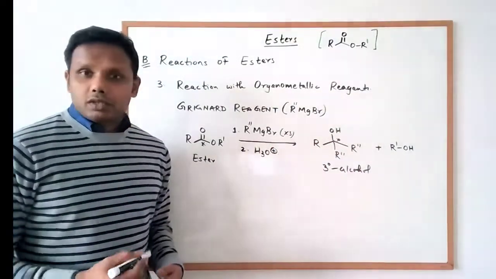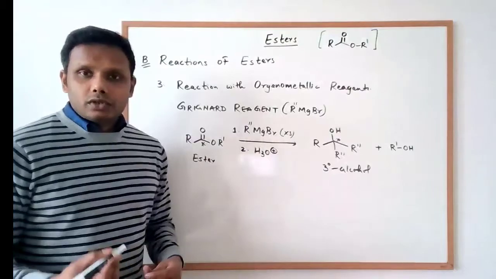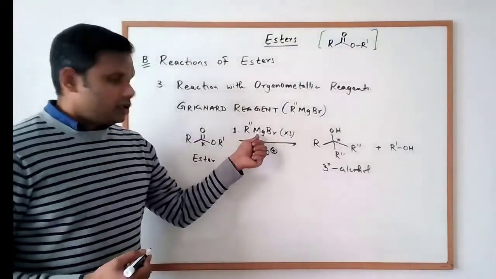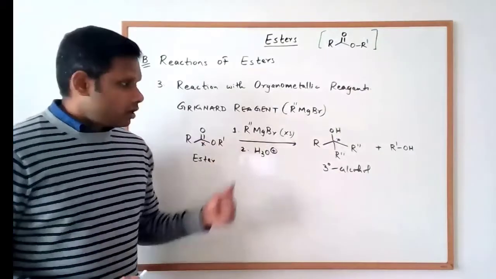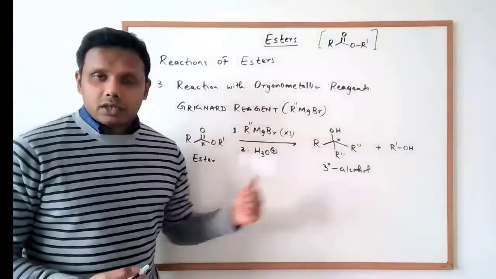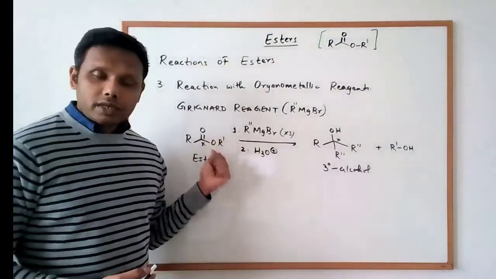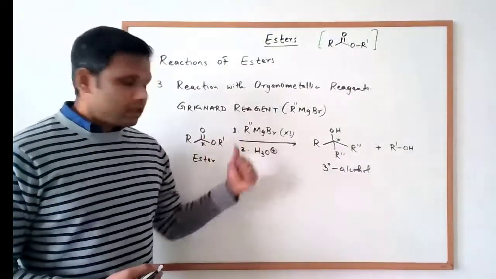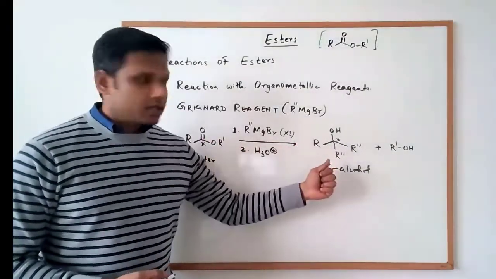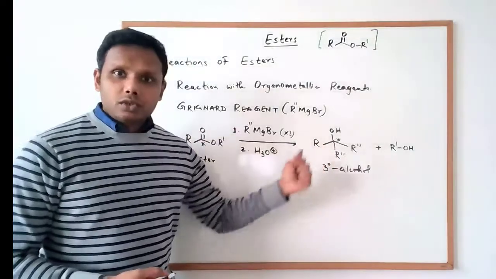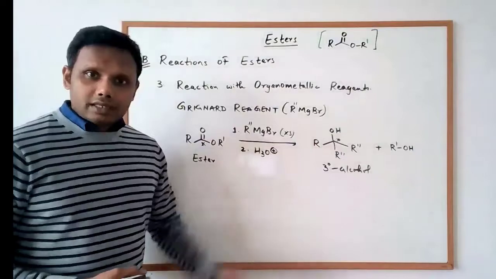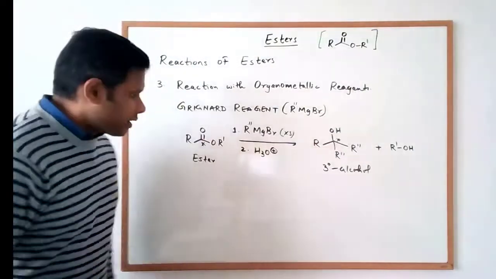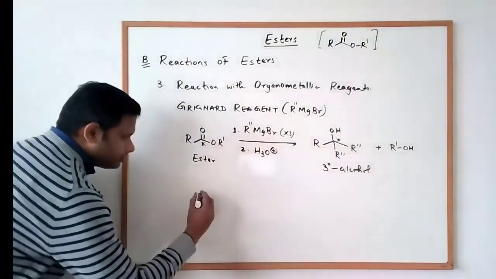The mechanism here is very similar to the mechanism of the Grignard attack on an acid chloride or an anhydride, which goes through the intermediacy of a ketone. So you first convert your ester into a ketone, and then the ketone further reacts with the Grignard reagent to give you the tertiary alcohol following the acidic workup. Let's look at an example of this reaction.